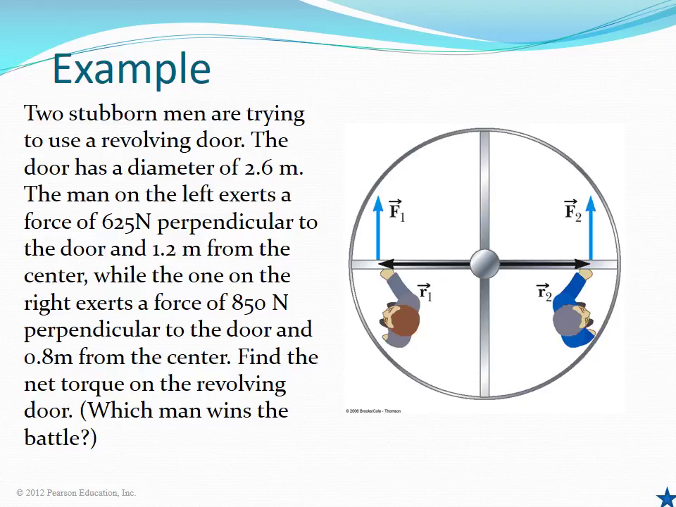Two stubborn men are trying to use a revolving door. The door has a diameter of 2.6 meters. The man on the left exerts a force of 625 newtons perpendicular to the door and 1.2 meters from the center, while the one on the right exerts a force of 850 newtons perpendicular to the door and 0.8 meters from the center. Find the net torque on the revolving door. Which man wins the battle?